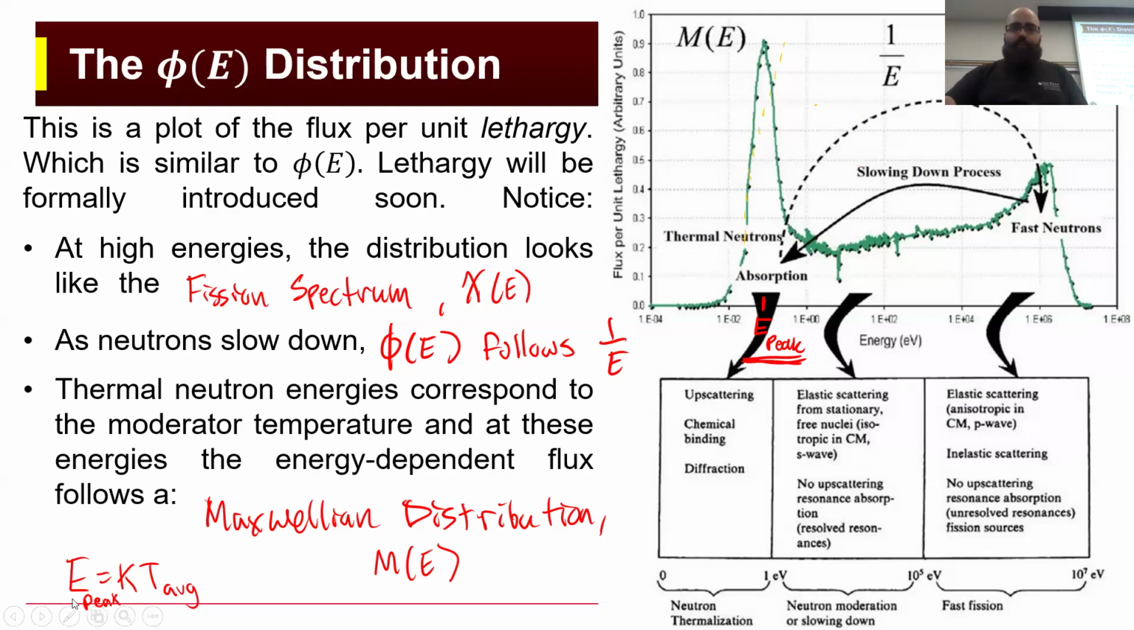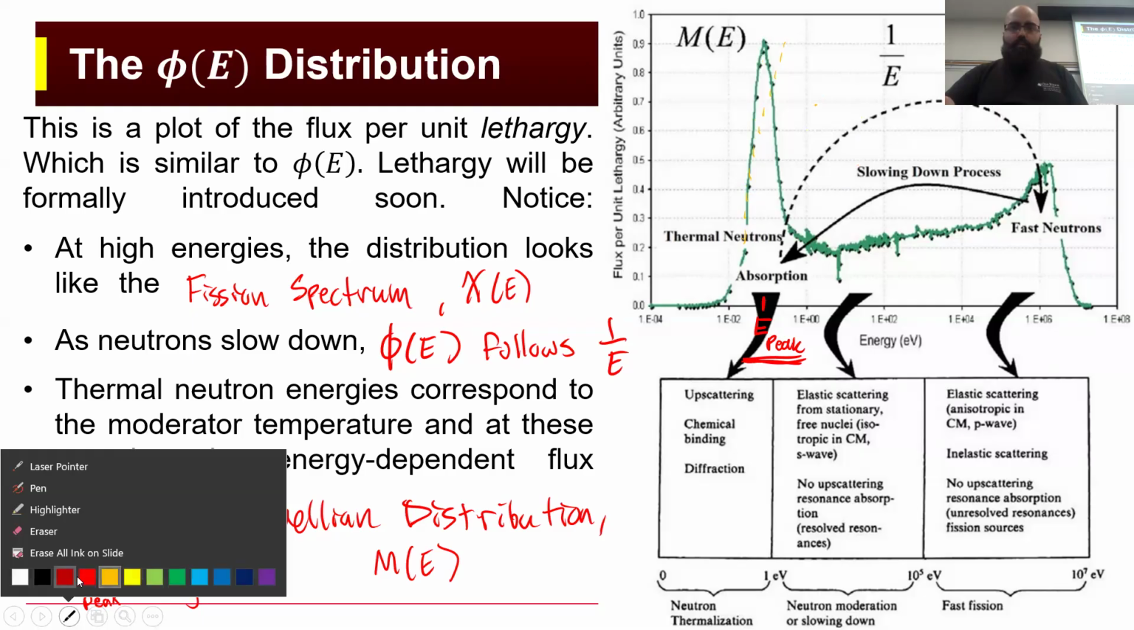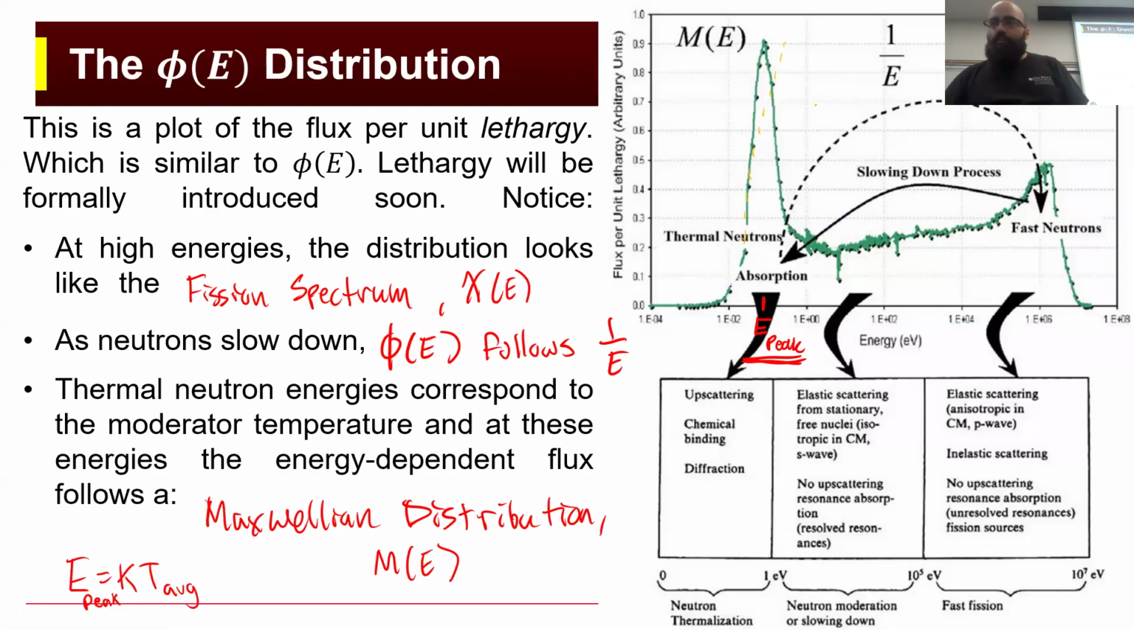So if we heated the reactor up, what we would see is that this distribution, oh, that's not a very good color. Let me use a better one. Let's use purple. So if we increase T average, then all that is going to do is change what the Maxwellian part of my distribution looks like.